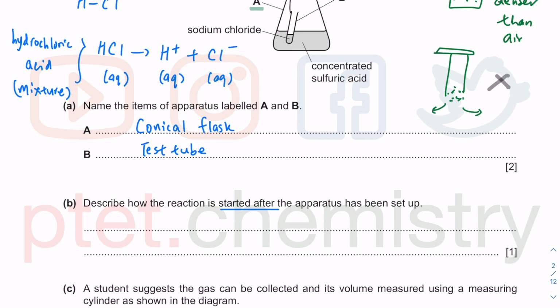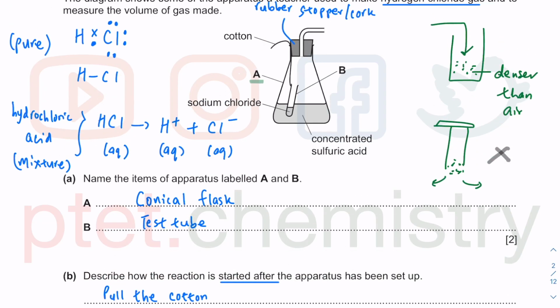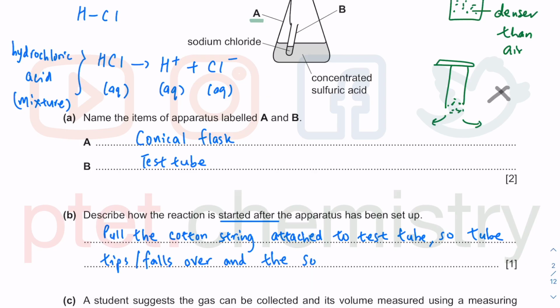So describe how this reaction is started. We can pull the string, pull the cotton string. You could see that there was a cotton string attached to the test tube there. Then the test tube will tip over. When the test tube tips or falls over, the solution inside would mix with the sulfuric acid, or mix with the acid, and therefore kick start your reaction.